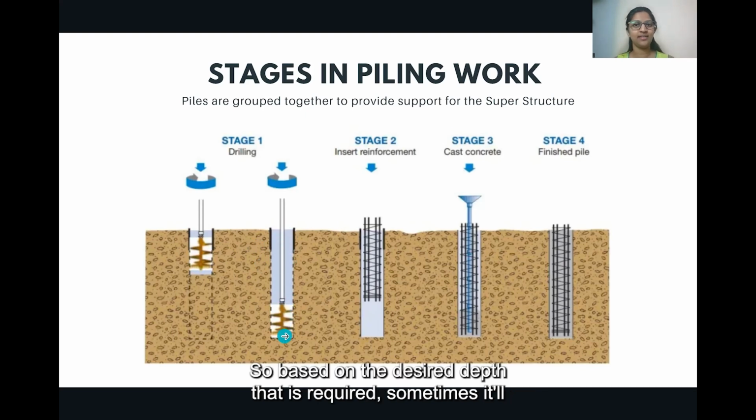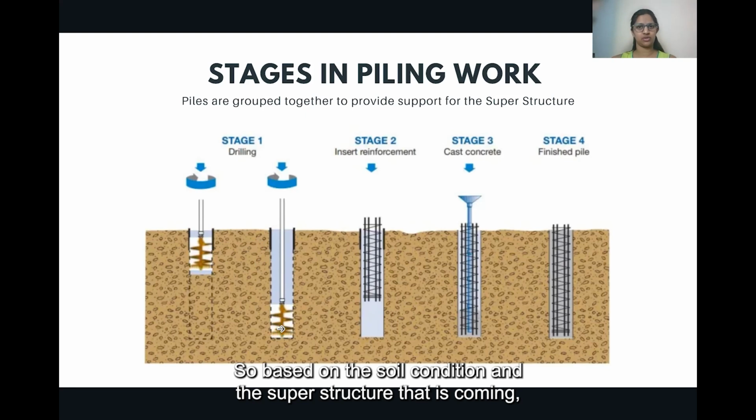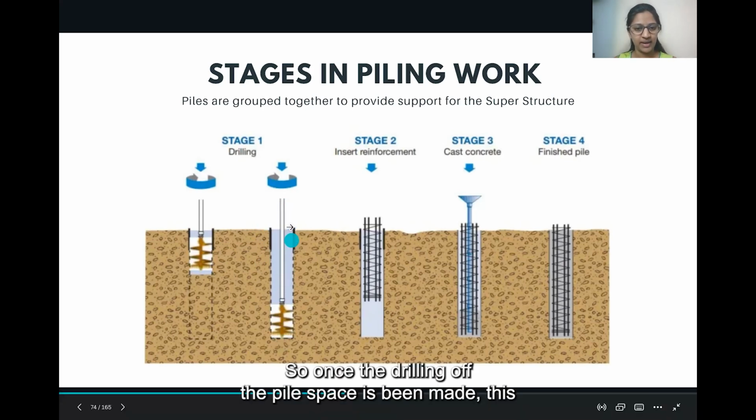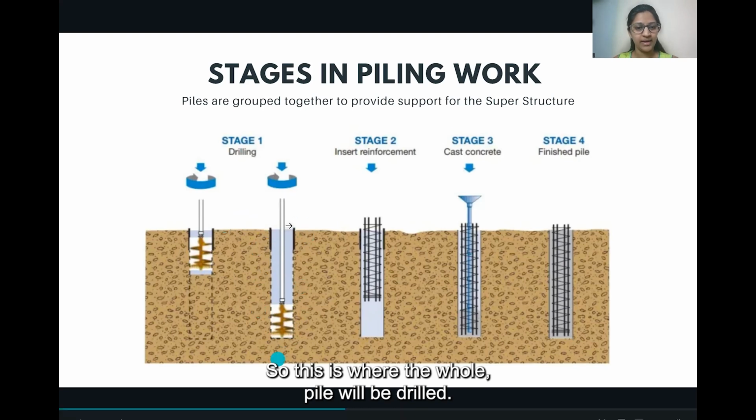Based on the desired depth that is required, sometimes it will be about 20 meters deep. Sometimes if required, it might go up to 30 meters deep. Based on the soil condition and the superstructure that is coming above, the depth of the foundation depends on it. Once the drilling of the pile space has been made, this is a whole empty space. Then there will be one slurry that will be put in over here through the pipe, and that will be evacuated outside. So this is where the whole pile will be drilled.